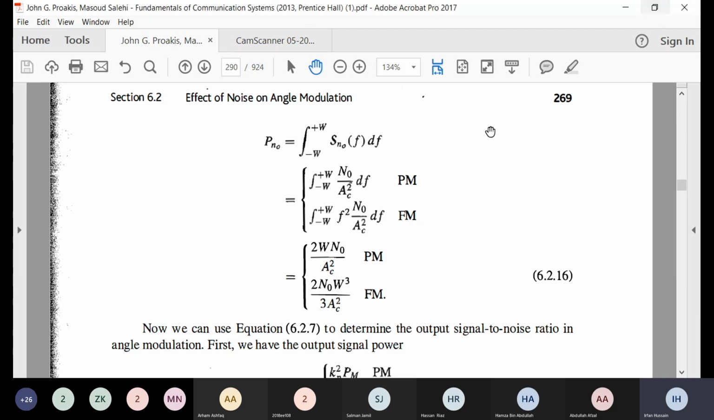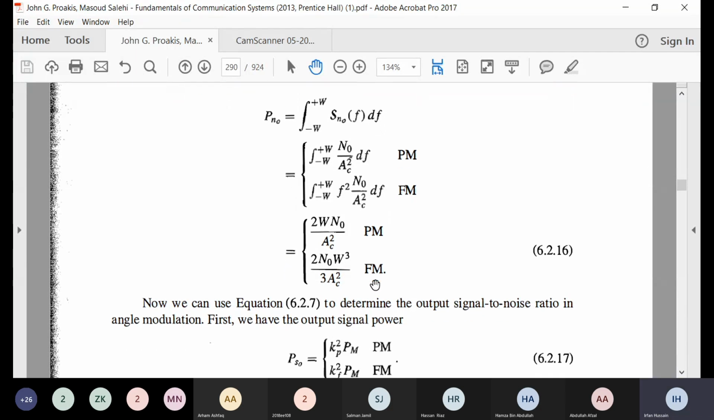All right. So we just integrate. How to find the power: when you know the PSD, you just integrate over that PSD and you get the total power. N0 by AC square into 2W, you will get this, and this will be N0 by AC square into f square. So f square will become f cube over 3. So f cube is W cube minus (minus W) cube, this will become plus 2W cube. This becomes FM, right? So we have found the output power of the noise in both PM and FM systems.